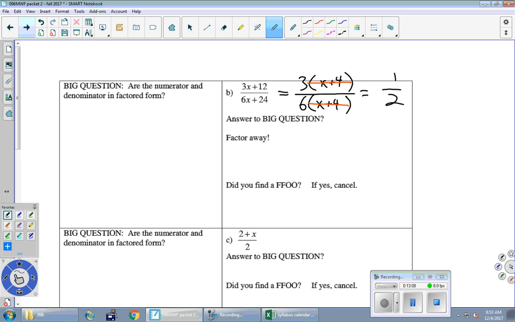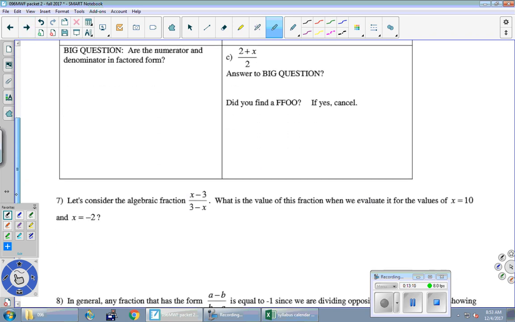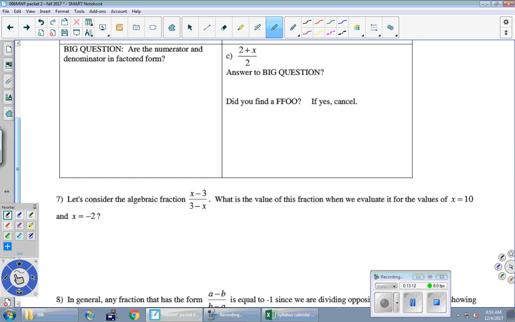Next one, 2 plus x over 2. Can I cancel the 2's? You cannot cancel the 2's, but actually one of those 2's is ready to be canceled if it only had a partner. Which 2 is cancelable? The bottom one. The bottom one is not near addition or subtraction. The bottom one is just a standalone 2. It's ready to cancel, but the 2 on the top is not, because it's sitting right next to a plus.